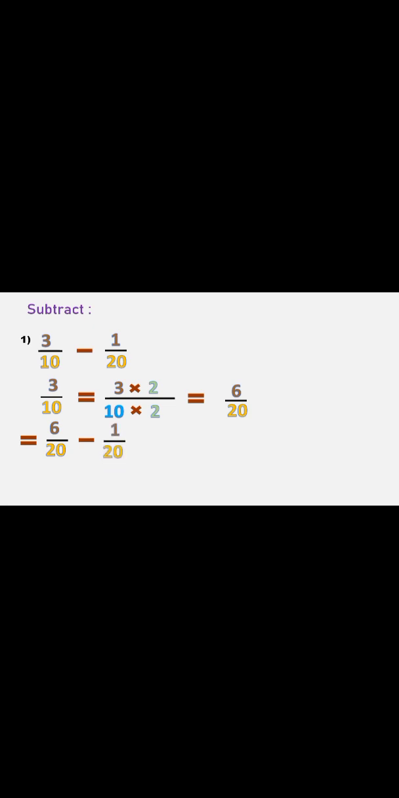Now I am going to subtract both the fractions. So what is 6 minus 1? 6 minus 1 is nothing but 5. So 5 upon 20 is the final answer.